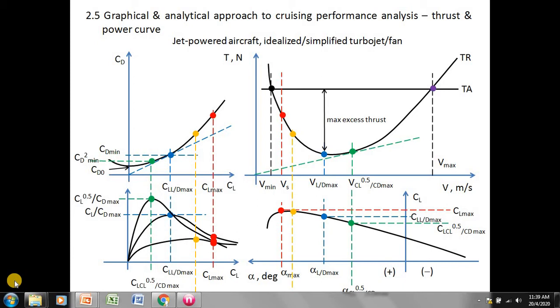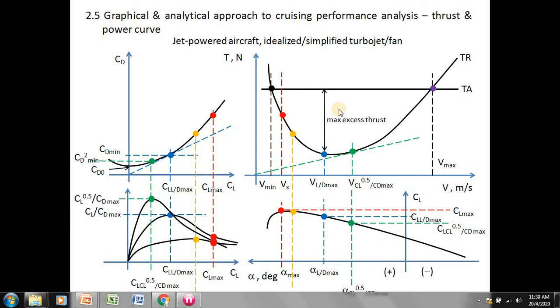Now if you look at this slide, there are four plots, four graphs. But the main graph will be this one, the thrust versus velocity. The three graphs at the side and below the T versus V graph are supporting, to help me explain to you what happened. Okay, all right.